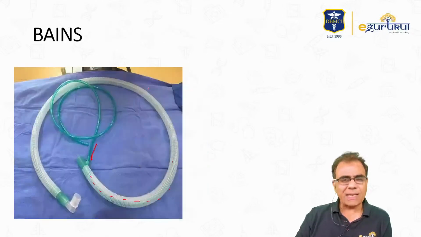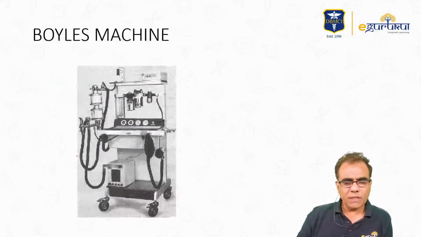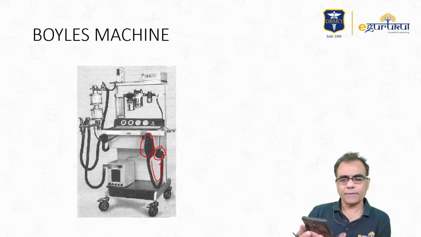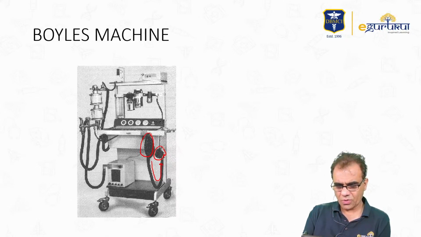So this is Jackson Rees. And the McGill circuit, third is the McGill circuit, single tubing. At one end there is a bag attached, and at the other end there is a mask attached, or you can attach an endotracheal tube to it. So these are the three circuits that you should know.